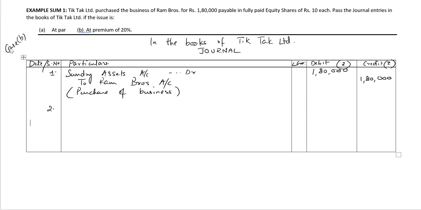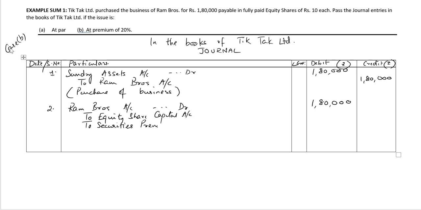Second entry is for the issue of shares to Ram Brothers. Journal entry: Ram Brothers account debit with the amount which is payable to Ram Brothers, 1,80,000 rupees, to equity share capital account and to securities premium reserve account, as the share has been issued at a premium.